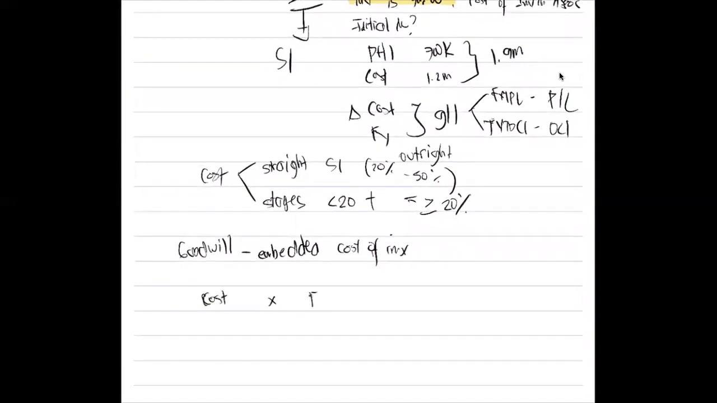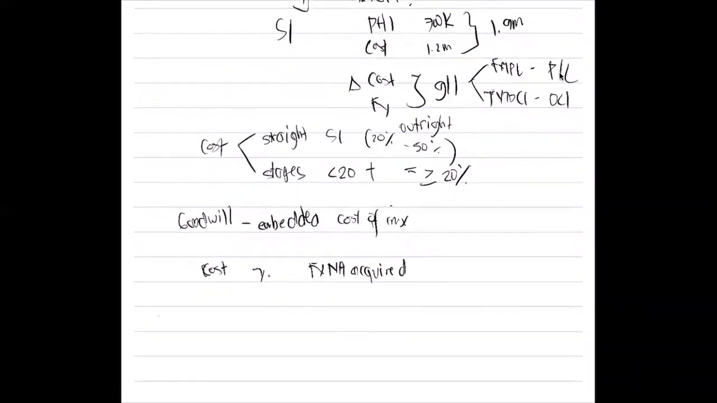To compute for your goodwill, you just compare your cost versus your fair value of net assets acquired. So normally what they do is you get first the difference between the cost and the book value, and then you allocate it to your other items.